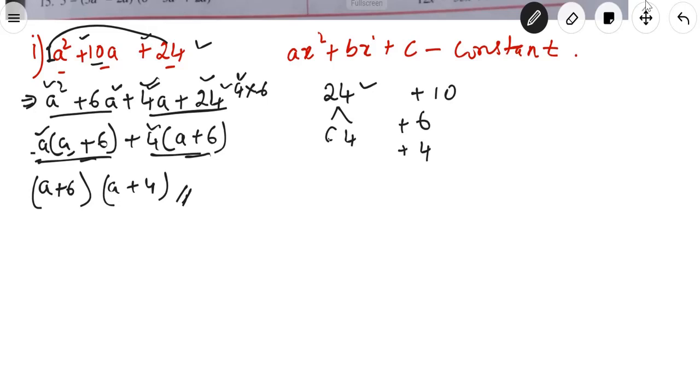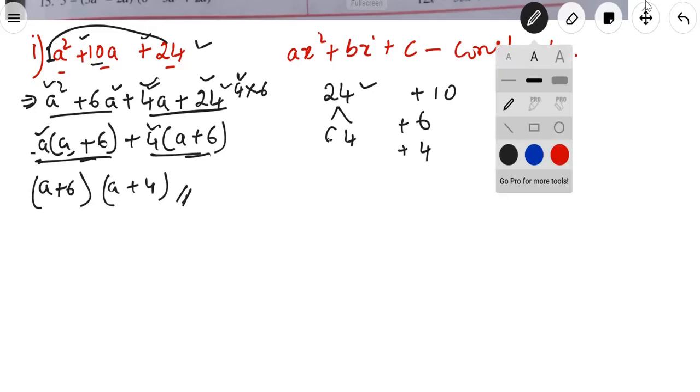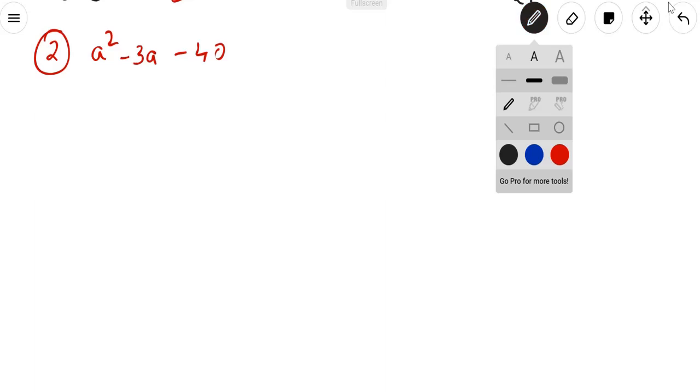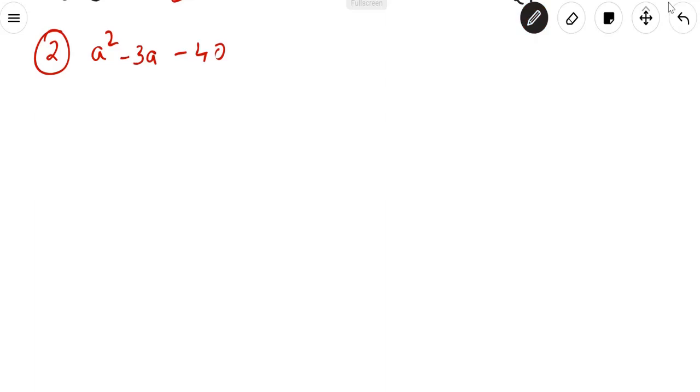Okay, example 1 done. So we'll go for example 2 here. Here it has been given minus 40. So minus 40 into 1. When you multiply, you have to get minus 40. The next step is to find the coefficients such that when you add or subtract, you get minus 3. Which values will you take?